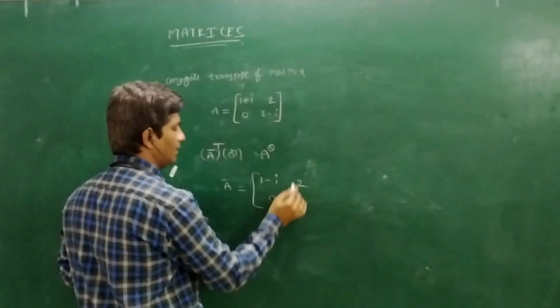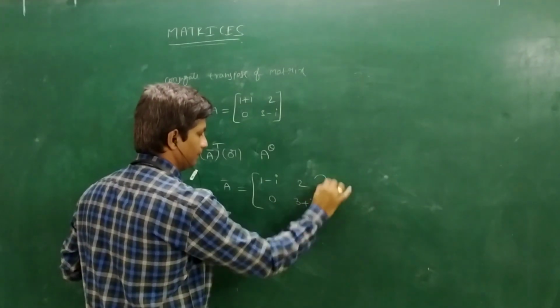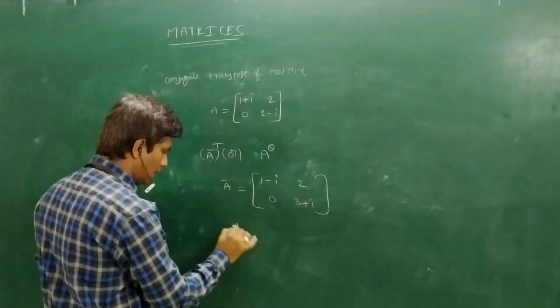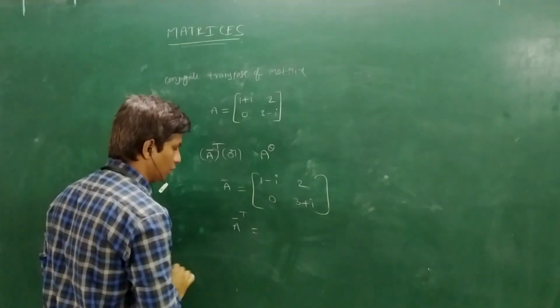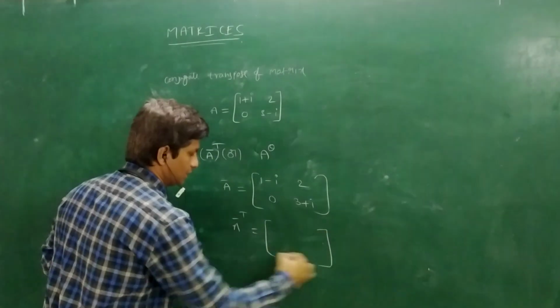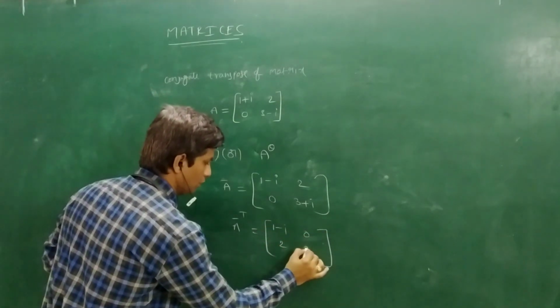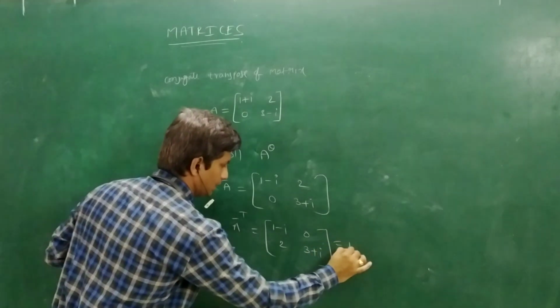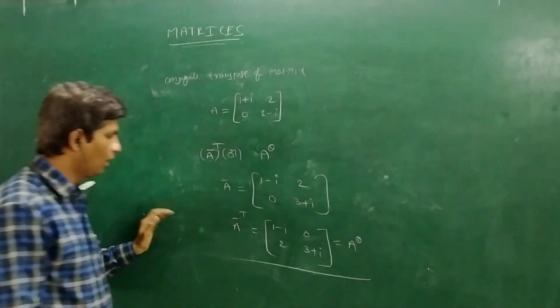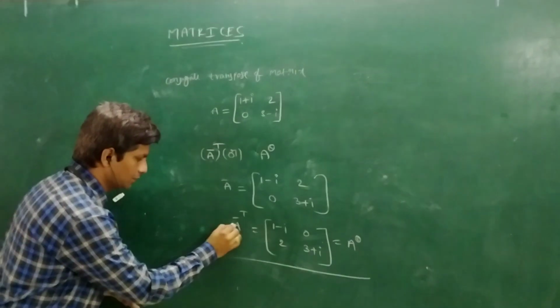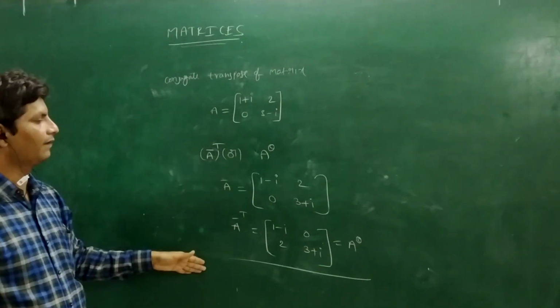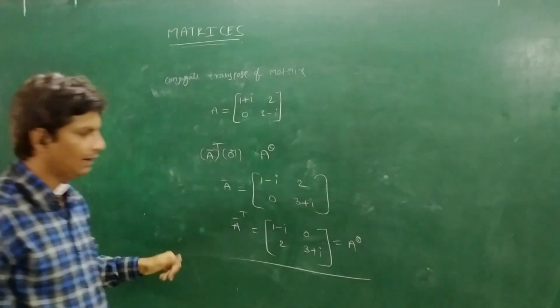is 1. 3 minus the conjugate, 3 plus. This is the conjugate, A bar. Now take the transpose of this matrix. What is the transpose here? 1 minus 2, 0, 3 plus. This is nothing but A power theta, or A bar whole transpose. So this is the way to find the conjugate transpose of a matrix.